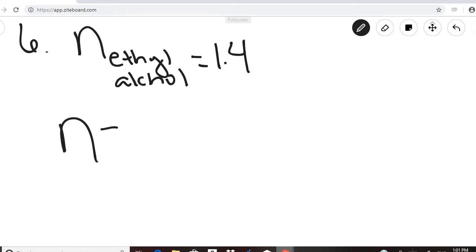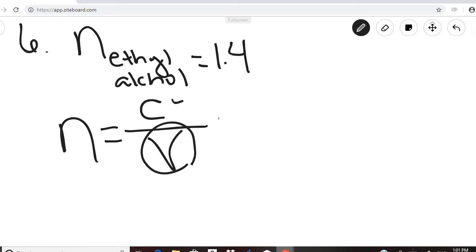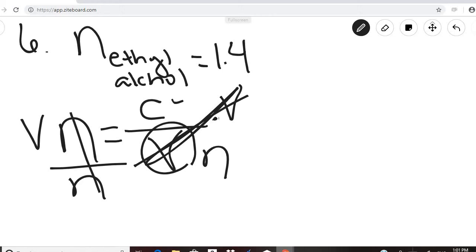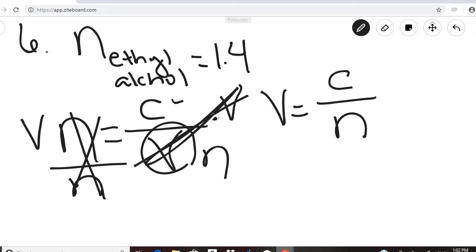Okay, so we know that N is equal to the speed of light in air divided by the speed of light in the substance that we are interested in. So we know the speed of light in air. We know this, so we're trying to solve for this. So let's multiply both sides times v. That gets rid of the v on this side. Divide both sides by n. So then v is equal to c divided by n.